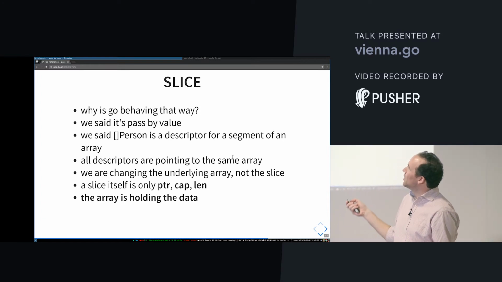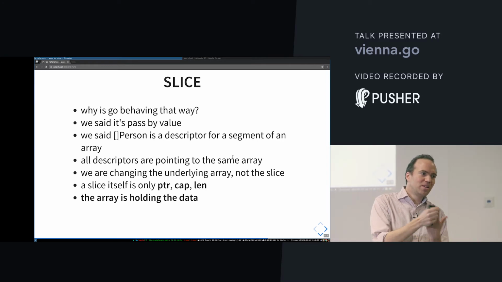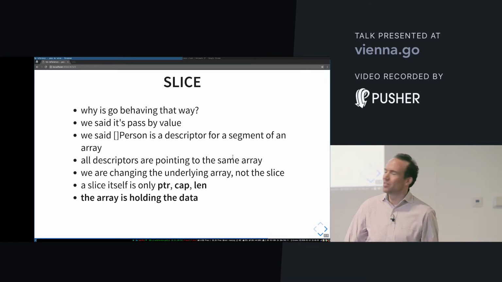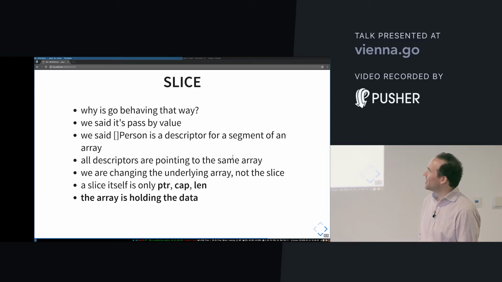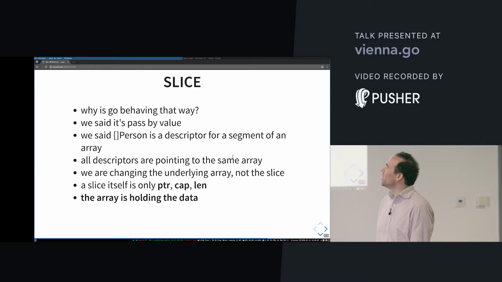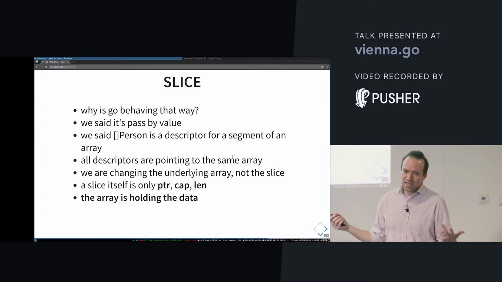Okay, we said it was passed by value, and a slice is not the array. A slice is pointing to an array, and I think this is the main thing I want to tell you actually in this talk. So it's a descriptor for a segment of an array, a slice, okay?